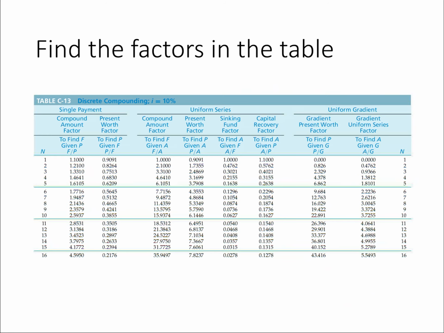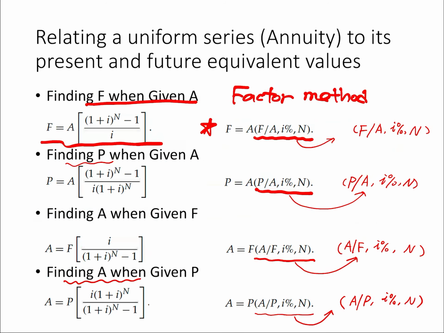All right, and then okay, so after you know how to write this factor, the way to calculate the F given A is very easy. So F equals, because you are given A, A times that factor, okay? And to find the P when given A, you put the A at the beginning, so A times a factor, okay?